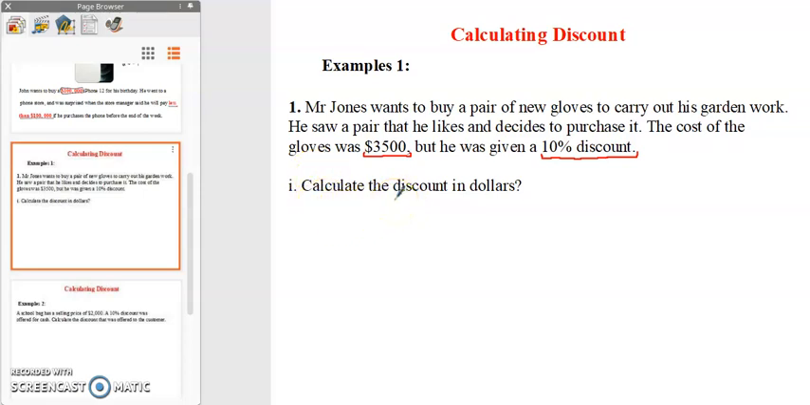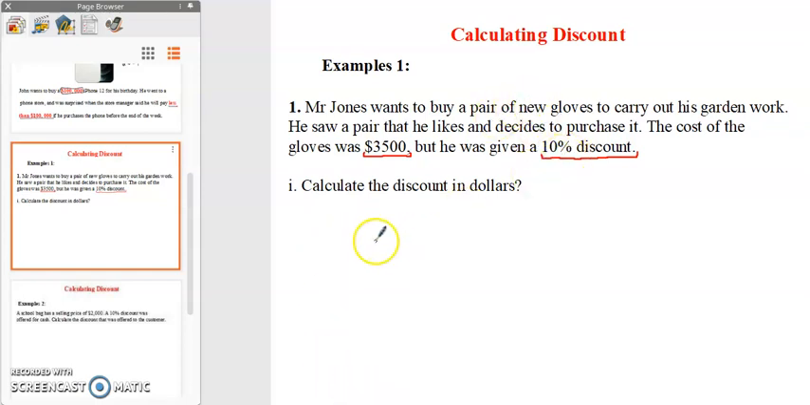So when they ask for the discount in dollars, you're going to calculate the amount of deduction that was made in dollars, whatever that is, right? So discount in percentage here would be 10%, but in dollars you are actually calculating the amount of money that he got in terms of deduction. So how we actually do this is as follows.